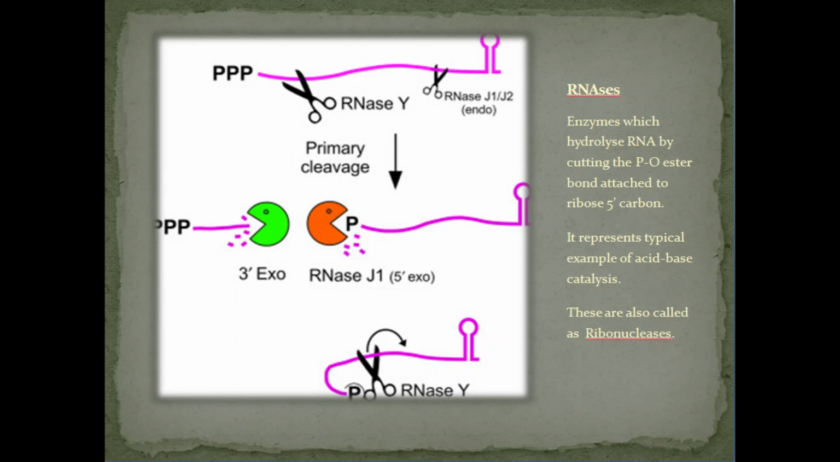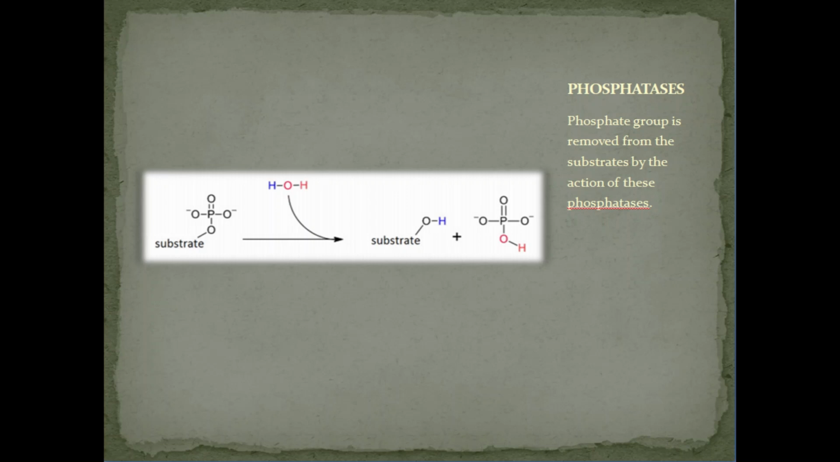The next enzyme is RNases. Enzymes which hydrolyze RNA by cutting the PO ester bond attached to the ribose 5' carbon are known as RNases. It represents a typical example of acid-base catalysis. These are also called ribonucleases.